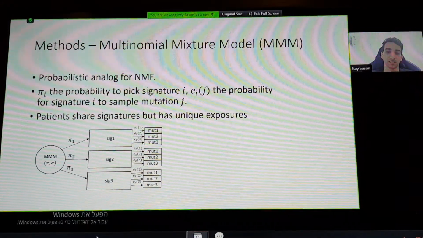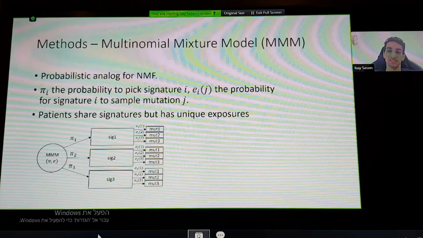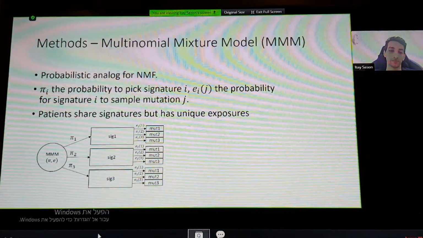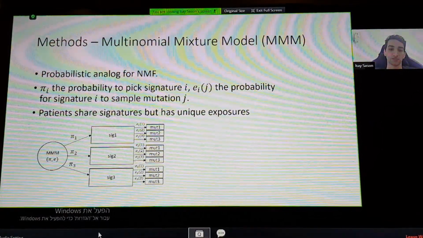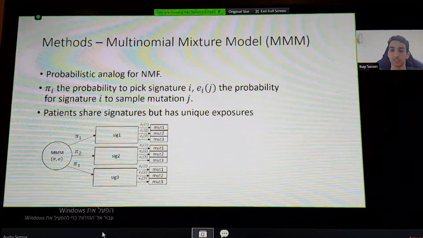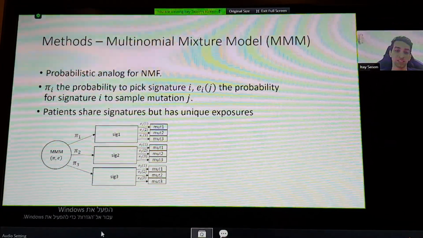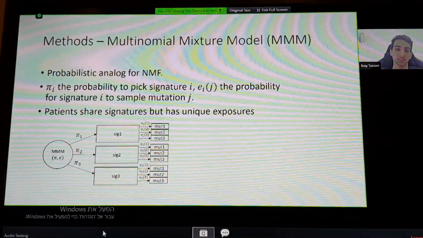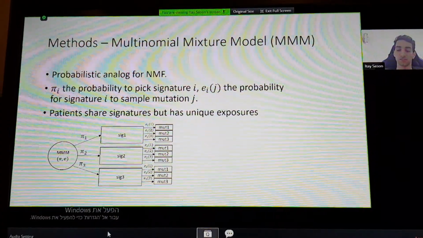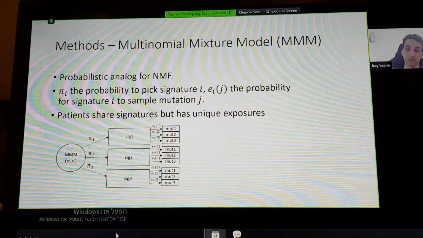Before presenting our model, I will first present the multinomial mixture model, which is a probabilistic analog of the NMF. This model will also serve as the basis for our model. So here we have the signatures denoted by matrix E, where E_i is the distribution of the ith signature. We also have a distribution over the signatures within a sample called pi.